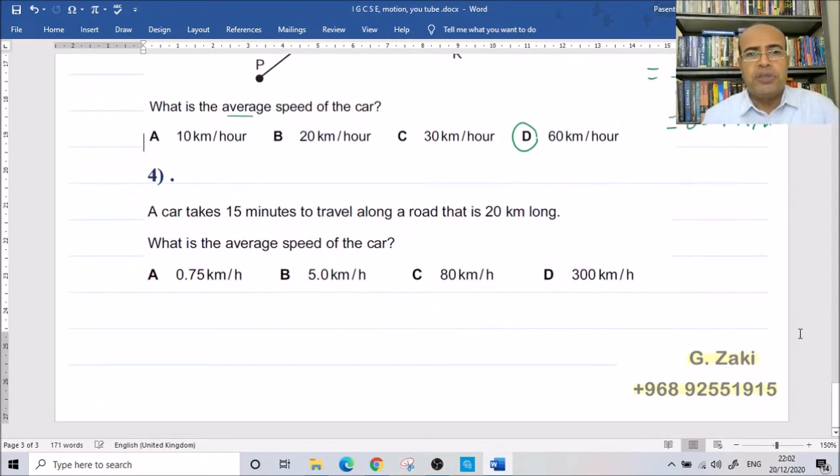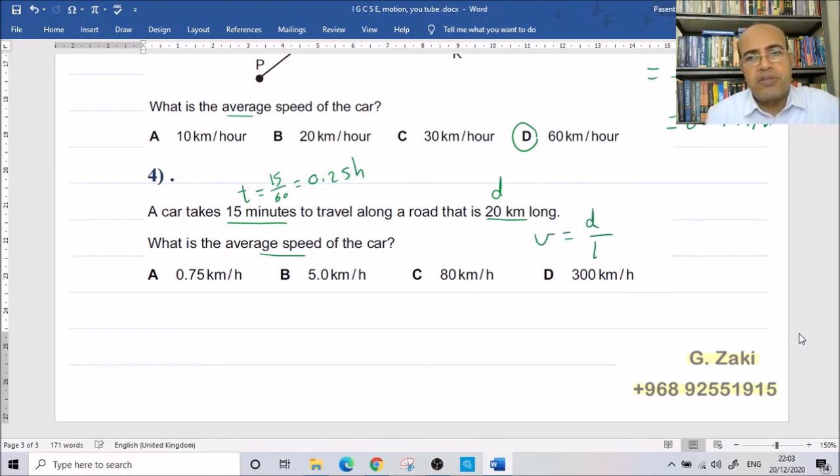The last question. A car takes 15 minutes. So the time is 15 minutes. Route 20 kilometers. This is the distance. What is the average speed? All the answers are in kilometer per hour. So we have to convert minute to hour. To convert from minute to hour, divide by 60. So 15 divided by 60 becomes 0.25 hour.